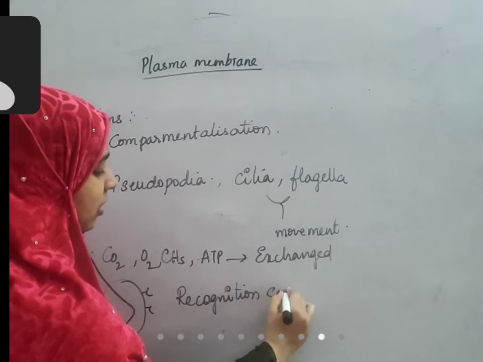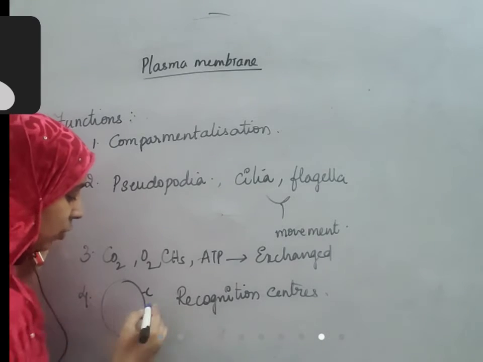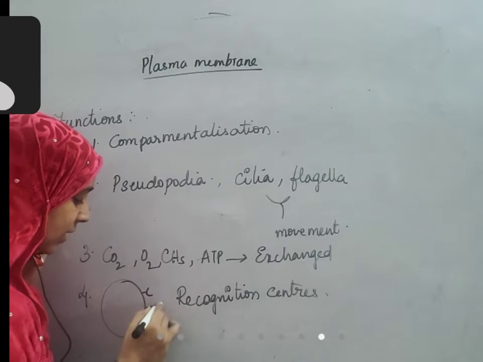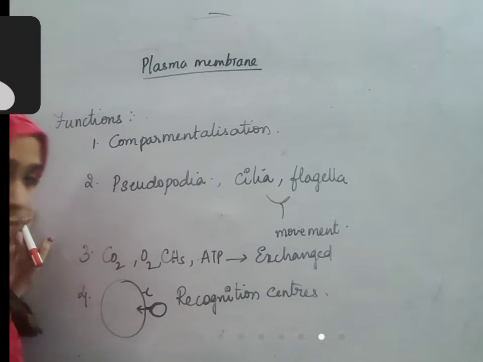Recognition centers means, see for example, any molecule like an enzyme that should enter into the cell. This will help to recognize it. Because of this, it will bind here, then it will enter into the cell. Okay.